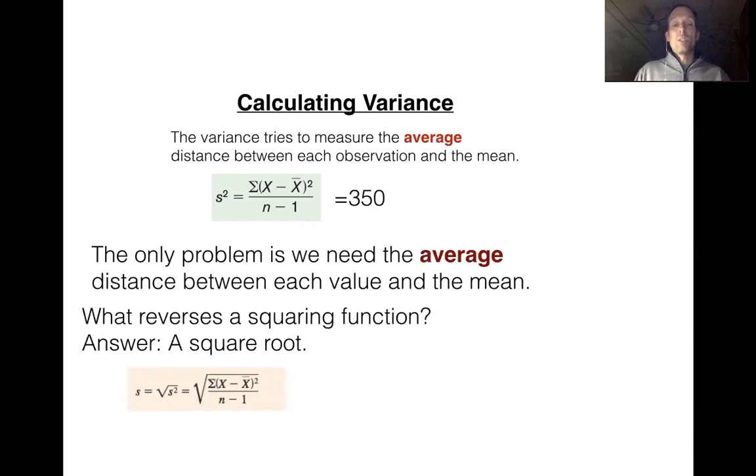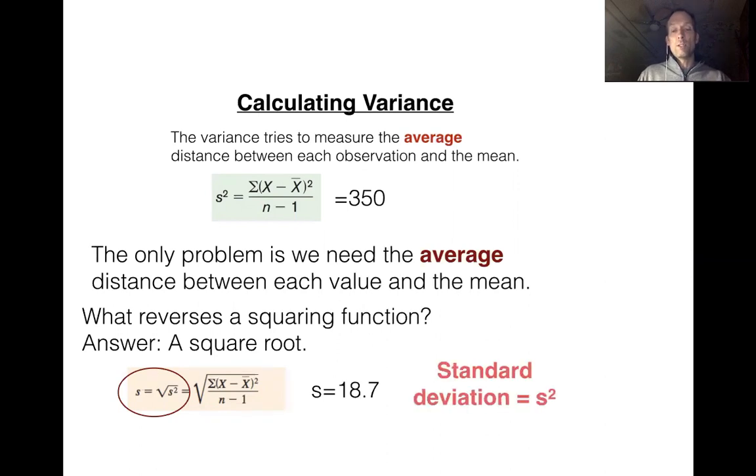So we know a square root should undo the squaring. This is going to bring us to the standard deviation. The standard deviation is going to abbreviate as S, and the standard deviation is literally equal to the square root of the variance. So in our formula, we see that on the far right there, all we're doing is taking the whole variance formula and putting it under a square root sign. And for us, if we take that square root, that's going to come out to be 18.7. So that means our standard deviation is 18.7.